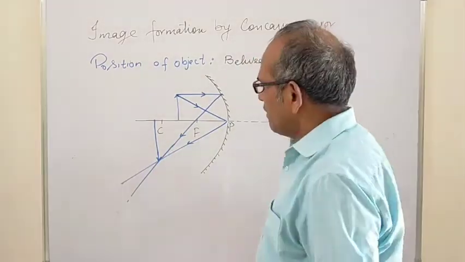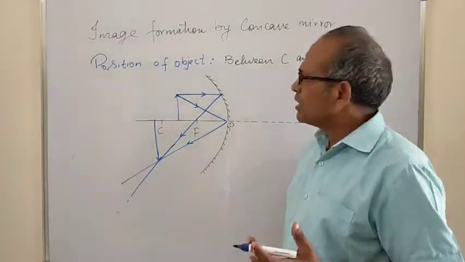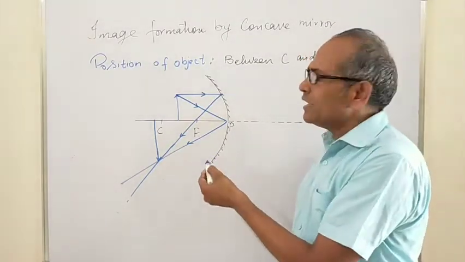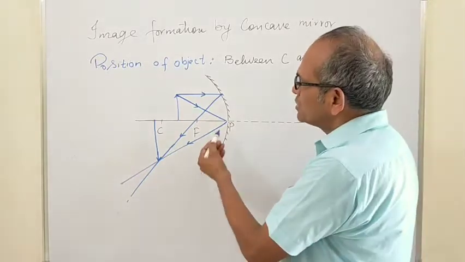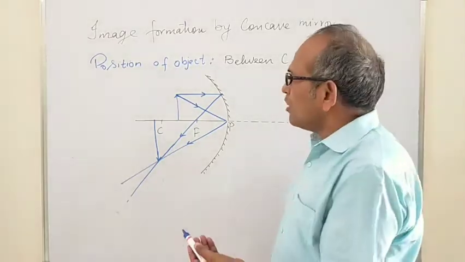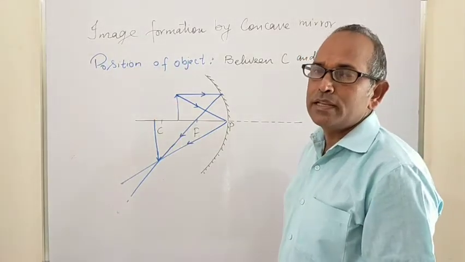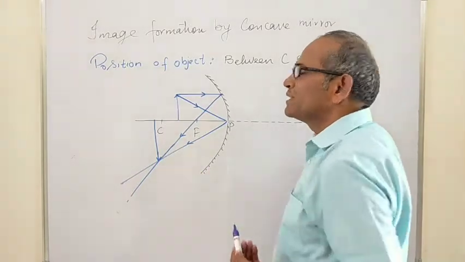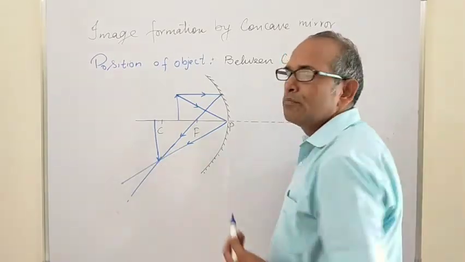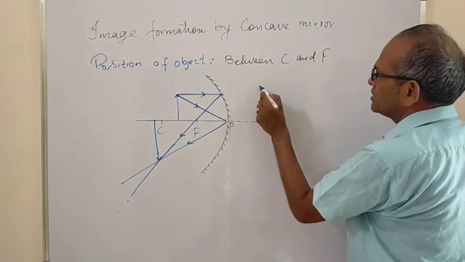And we also know that light follows the principle of reversibility. So when the object was beyond C, the image was formed between C and F. Now the object is between C and F, so the image will be formed beyond C. The object beyond C was bigger in size and the image was diminished. Now when the object is between C and F, the image is formed beyond C and it is bigger in size than the object. So we'll write the characteristics of the image.